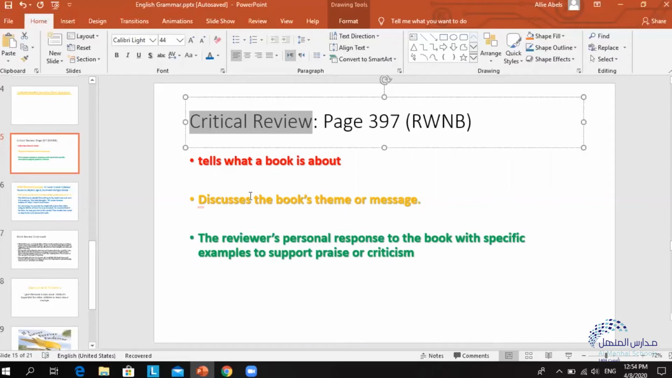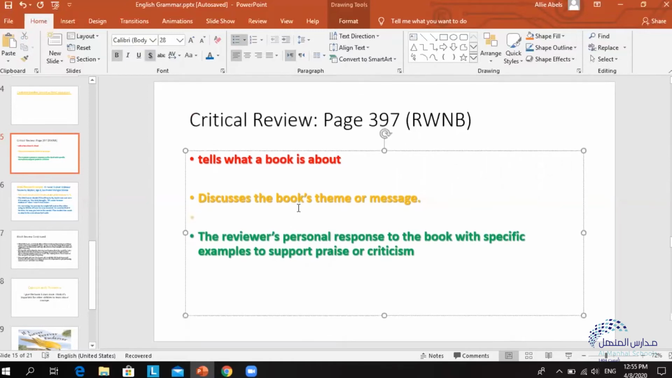In your opinion, you're going to state whether the book that you read is a good book or not. And you're going to state in your critical review, in your second opinion, why you say the book is good or the particular book that you are reading is not a good book. These points over here are what your critical review needs to have to be a complete critical review about a book.